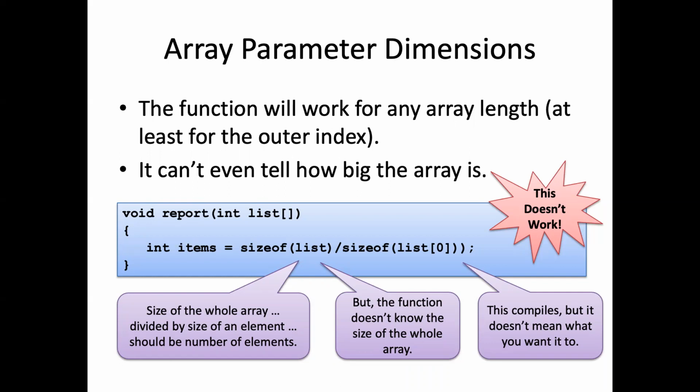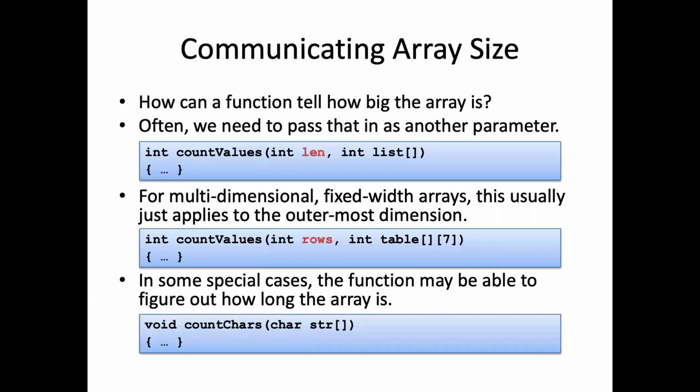So if a function doesn't know how many elements are in an array or in a two-dimensional array, if it doesn't know how many rows are in that array, how does it find out? Usually you've got to help it. If you want to make a function and give it an array of ints, and you want it to look at every int in that array, you're probably going to have to also pass in a parameter that says how many elements there are.